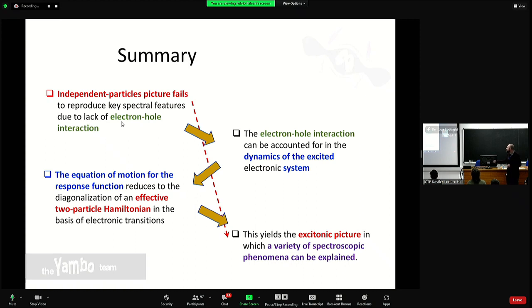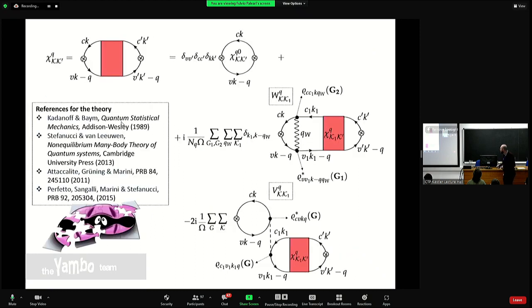And for example, from the equation of motion of the response function, we can recast it in an effective two-particle Hamiltonian form. This is the standard Bethe-Salpeter approach. And this yields the excitonic picture that, as we saw, can be used to improve our understanding of a variety of spectroscopic phenomena. With this, I thank you for your attention.